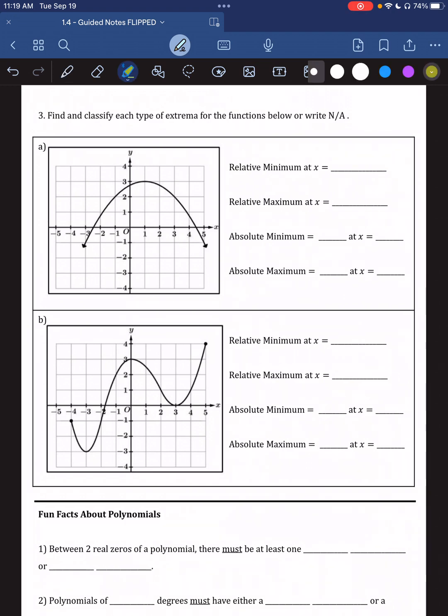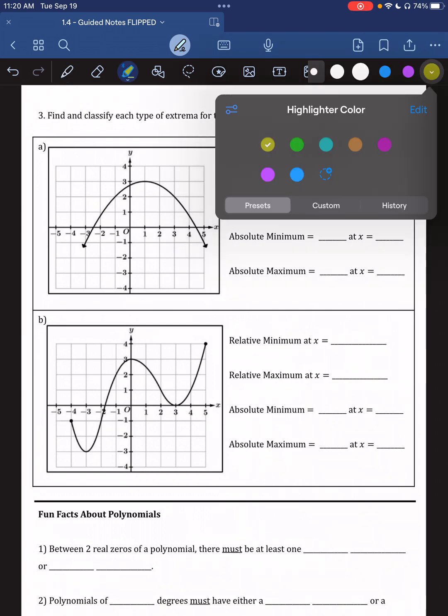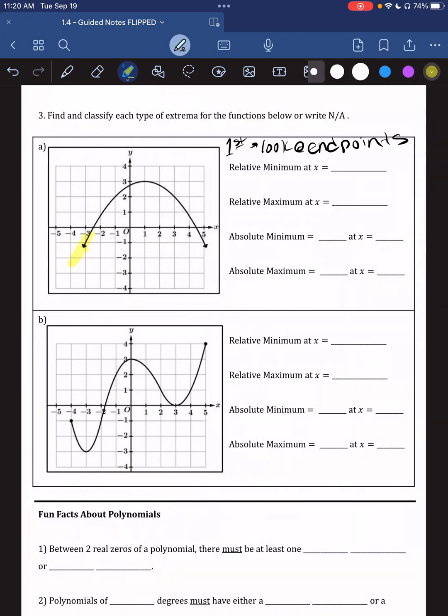All right, so this wants us to find and classify each extrema. So again, if we're going to do this in steps, the first thing I would say we should do is look at the endpoints. So in looking at this graph, I notice that we have an arrow there and an arrow there, meaning that our graph is continuing on in a downward fashion forever.